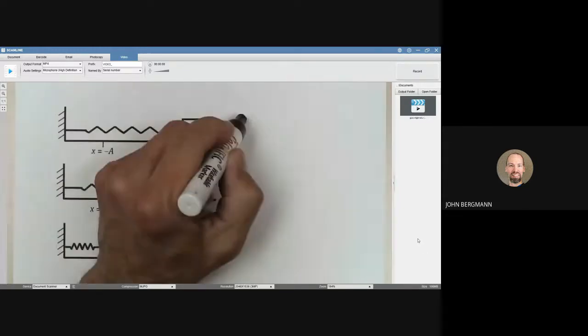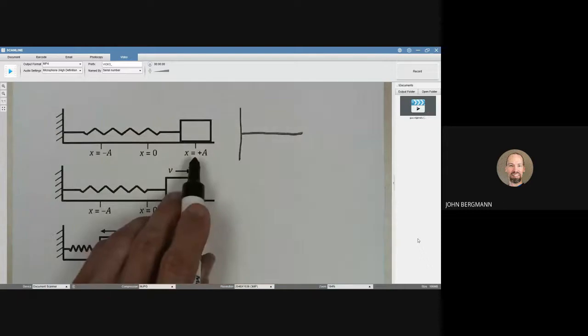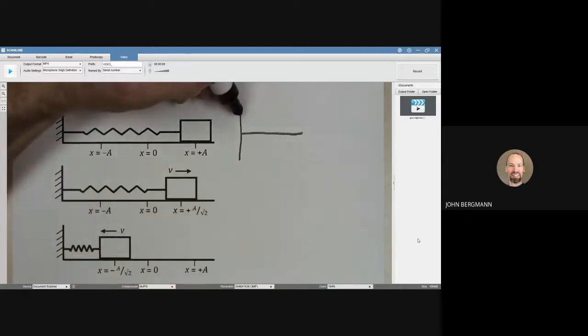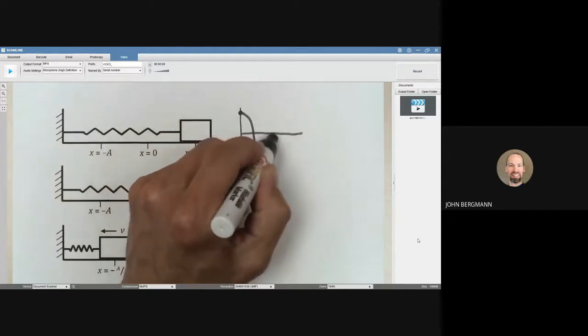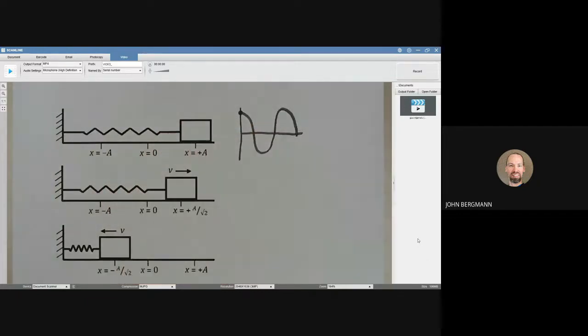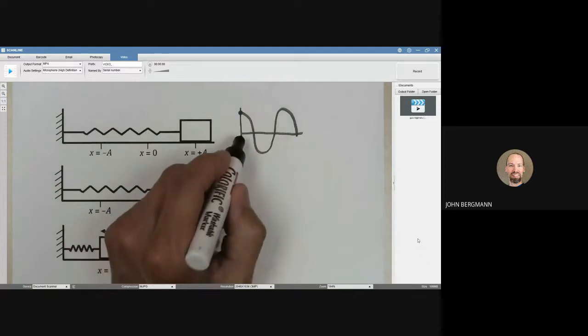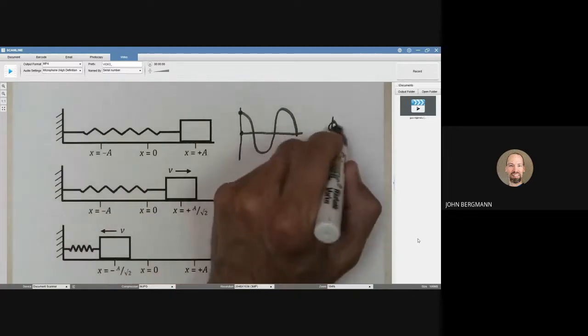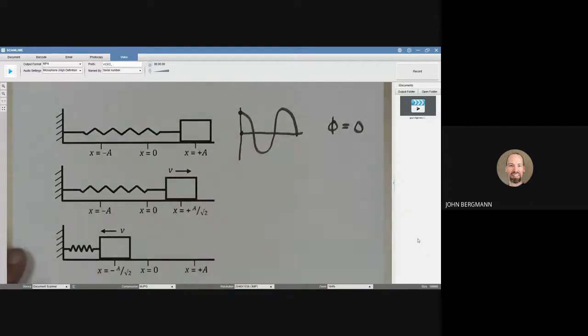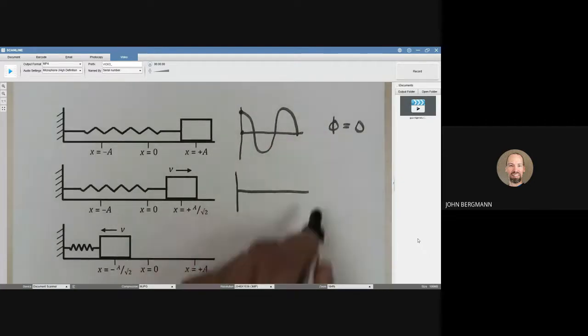All right, so what does this one look like? Here we're starting at the positive maximum, so our graph is going to look like that. And where do we put Bessie? We put her under the first positive maximum, right there. We don't have to move Bessie at all. Phi equals 0 for this case. Okay, that's nice. How about the next one?